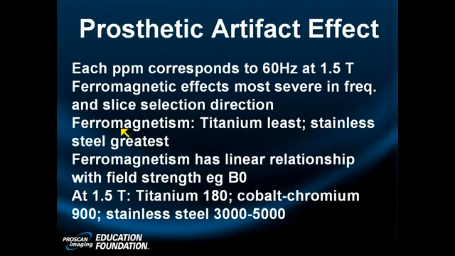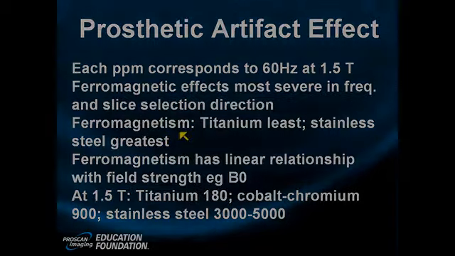The least amount of ferromagnetism occurs with titanium prostheses and obviously with ceramic prostheses. Stainless steel is the worst. So it's nice to know going in what type of prosthetic it is, because they may say to you, well, can you help me? Well, what's your hip made of? Ask the doctor, what type of prosthetic did you put in?